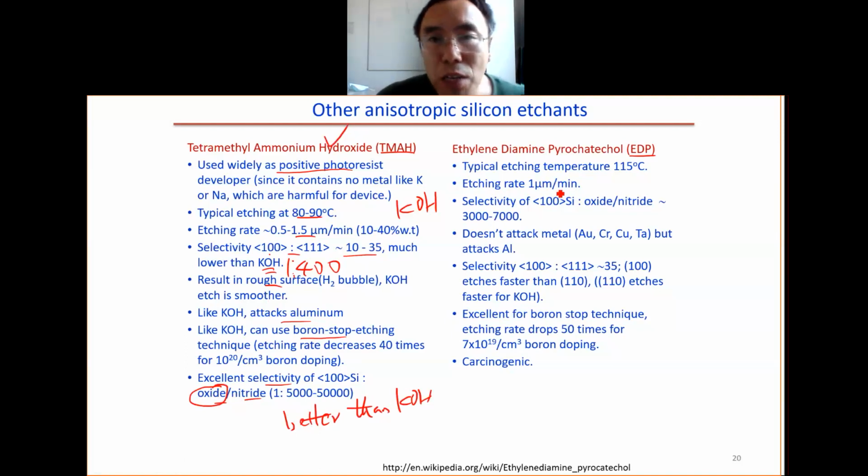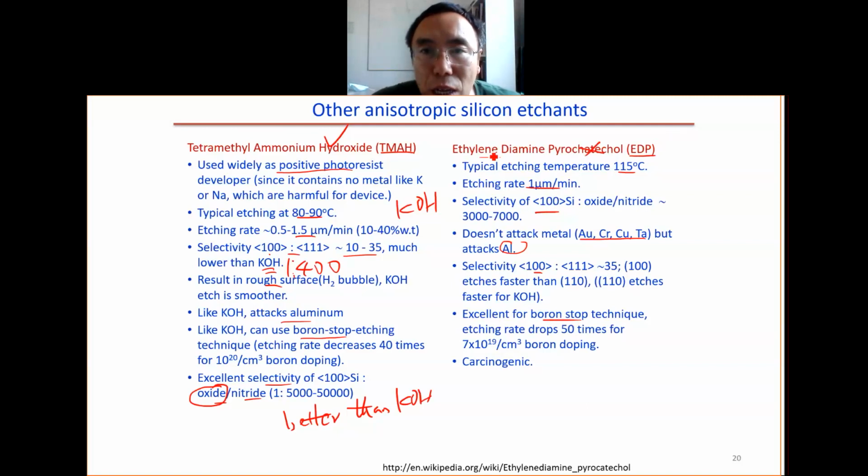Another one is called ethylene diamine pyrocatechol. It's called EDP. The etching temperature is higher, the rate is similar, and it has good selectivity. It does not attack those metals, but it will still attack aluminum. The selectivity between the 100 and the 111 is not very high, and we also have the etch stop. But this one is not popular.